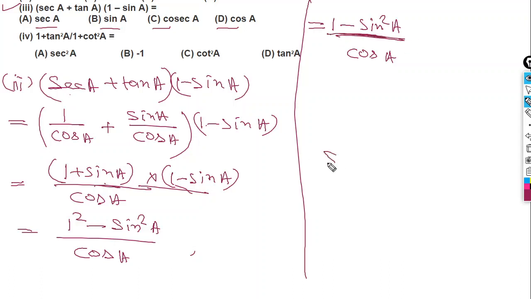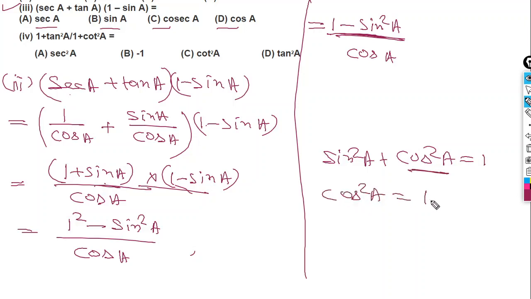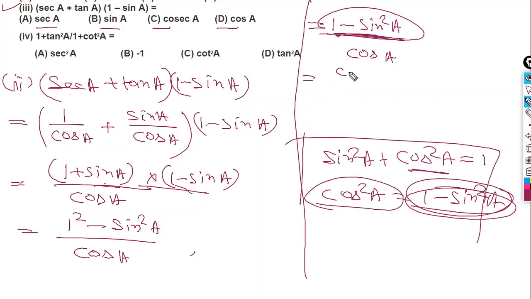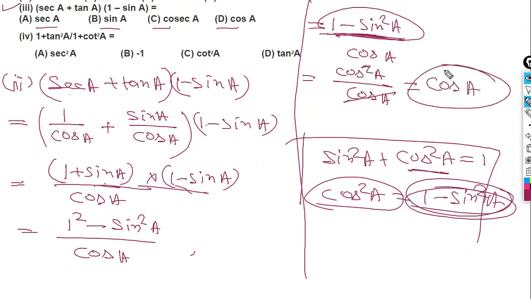Now you remember 1 minus sin square a. I will write the formula for you. Sin square a plus cos square a was equal to 1. Now you have cos square a equal to 1 minus sin square a. So 1 minus sin square a is here. So instead of 1 minus sin square a, we can write cos square a, isn't it? So it will be equal to cos square a divided by cos a. Now cos a and cos square a will be cancelled. It will be equal to cos a only. Okay, so answer will be cos a. Look at it, here it is cos a. D is your right answer.